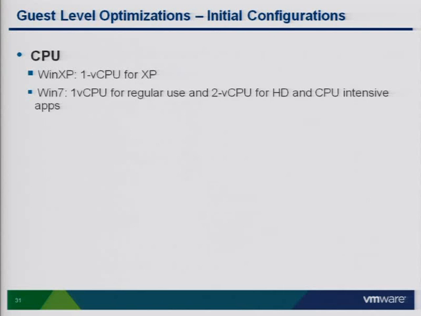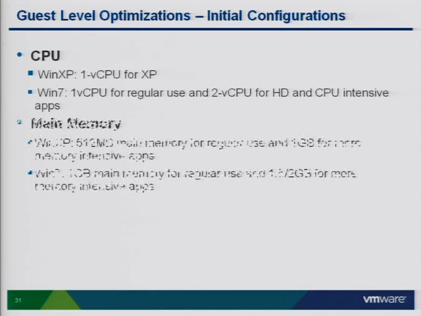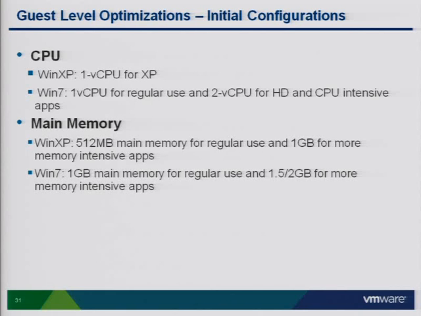We ran ViewPlanner, and we found that for Windows 7 and Windows XP, one vCPU is enough for regular use. If you want to run more CPU-intensive apps as well as high-resolution HD videos, you may want to configure 2 vCPUs for your Windows 7. On the main memory side, Windows XP can be configured with 512 MB, but if you want more memory-intensive apps, you might want to configure 768 MB or 1 GB. For Windows 7, 1 gig, but if you want more memory-intensive apps, 1.5 or 2 gig should be good.